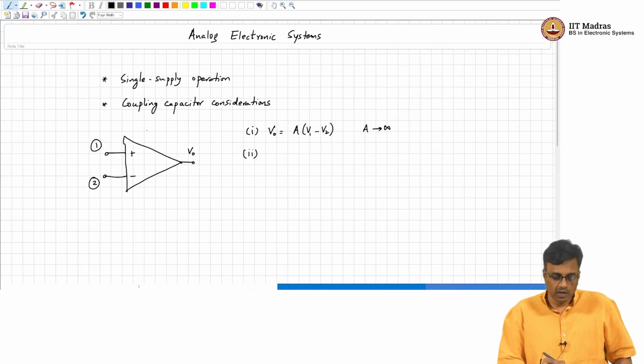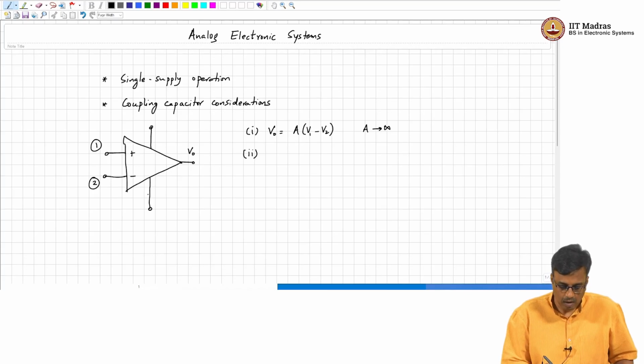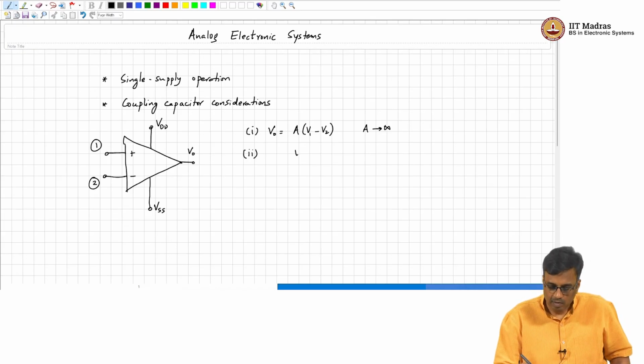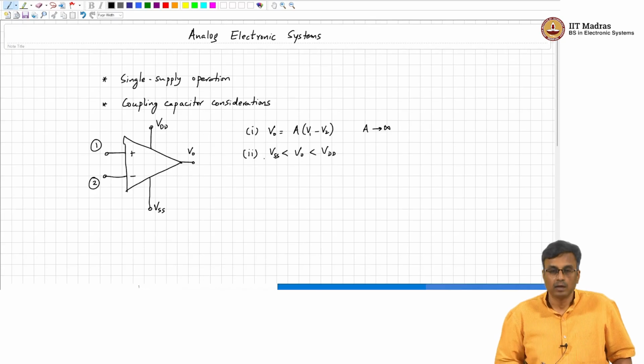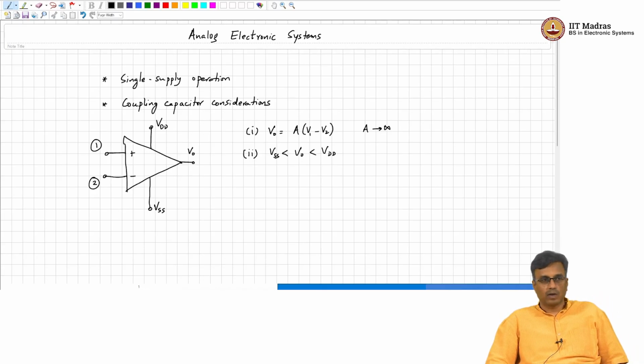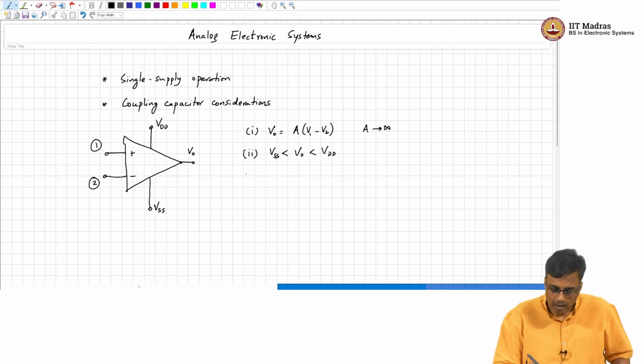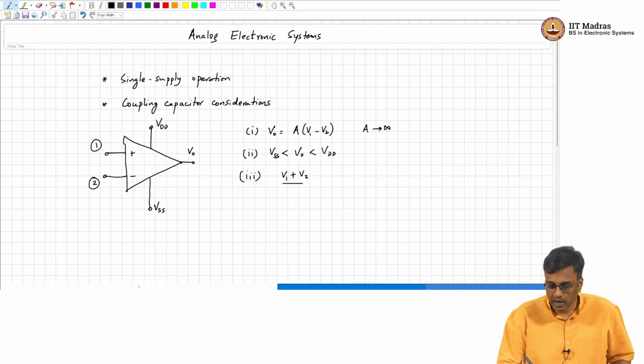Then we said that the output voltage cannot exceed the upper rail and cannot go below the lower rail of the supply voltage. Then we added another constraint, namely that (V1 plus V2) by 2 must be in the common mode range of the op-amp.